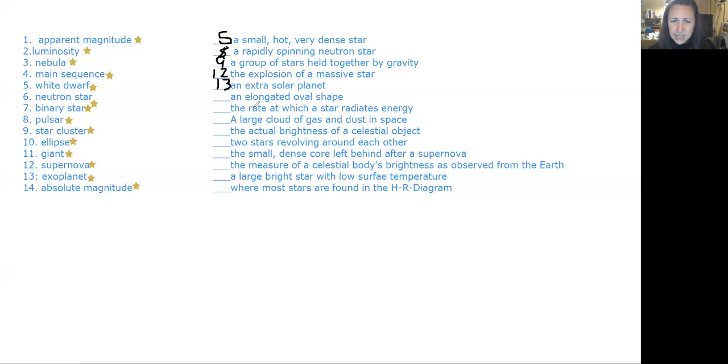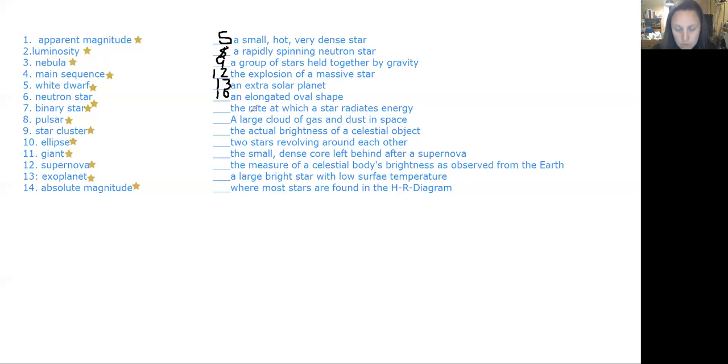And so what is this called? The elongated oval shape that a planet travels around the sun. This is going to be an ellipse. So number 10, star number 10, an ellipse. It moves in an elliptical manner around the sun. So that was number 10. You can write above the telescope next to an elongated oval shape.